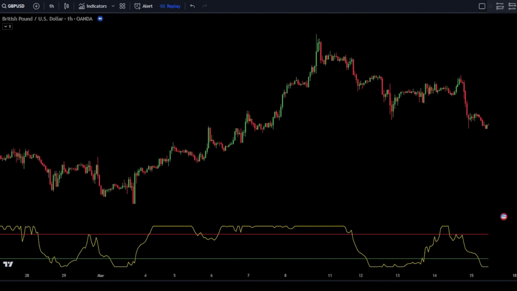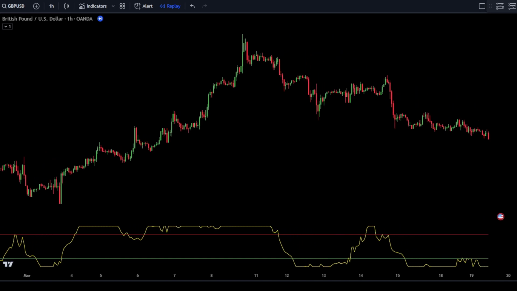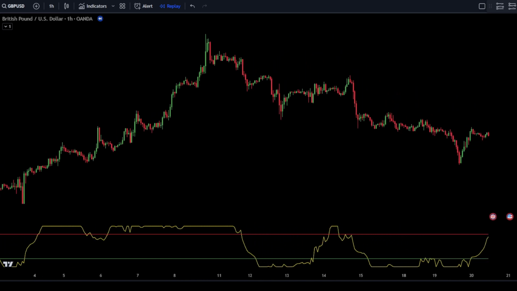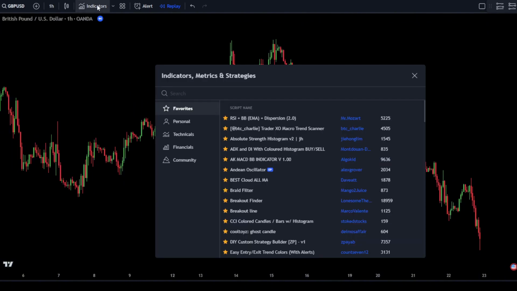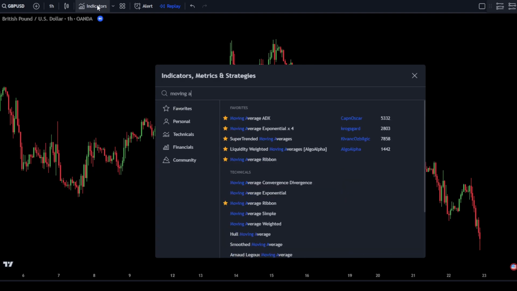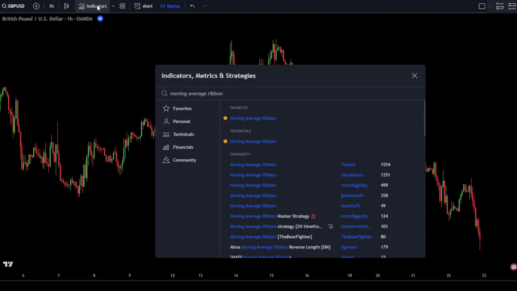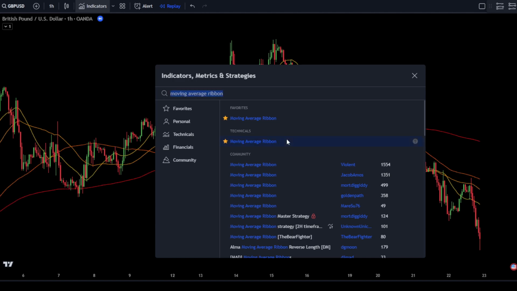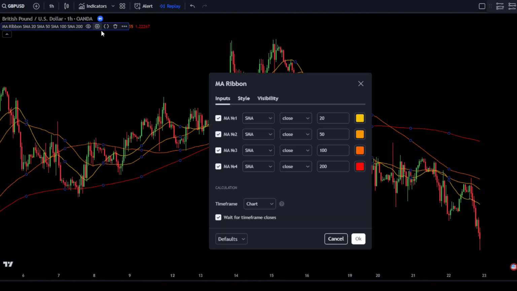Let's get started. We will demonstrate how to use this pullback trading strategy with TradingView. Now, open your TradingView. Then, go to the Indicator Search tab. In the Search tab, type Moving Average Ribbon. Next, simply select the default Moving Average Ribbon indicator from TradingView. After that, configure the settings for this indicator.